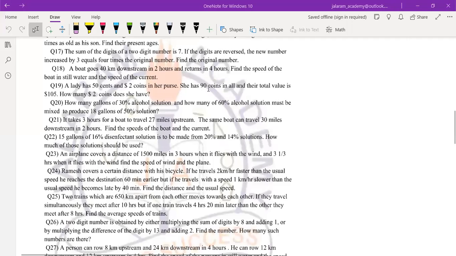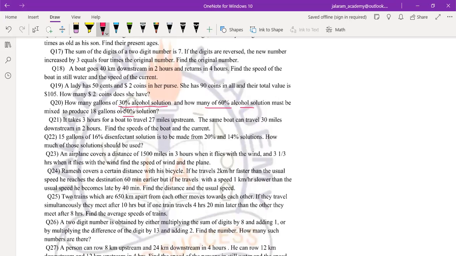So welcome back students again to discuss the special doubts of simultaneous linear equations. Now we will discuss the questions involving mixtures, percentage composition in a solution.